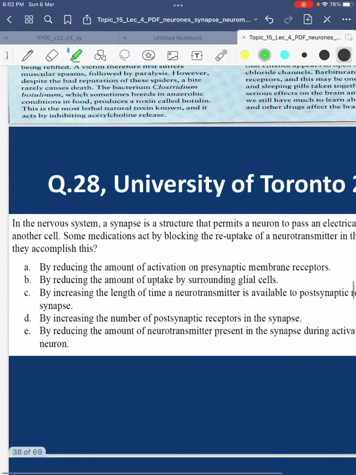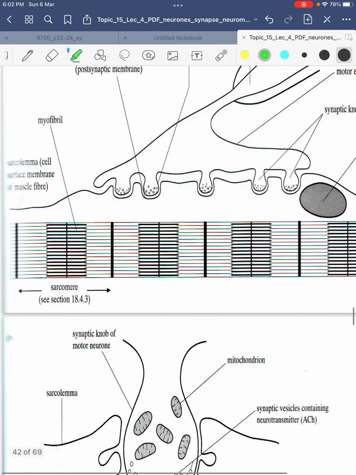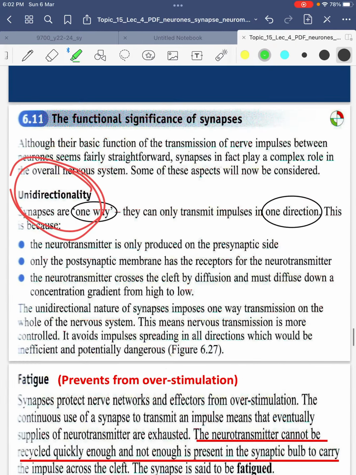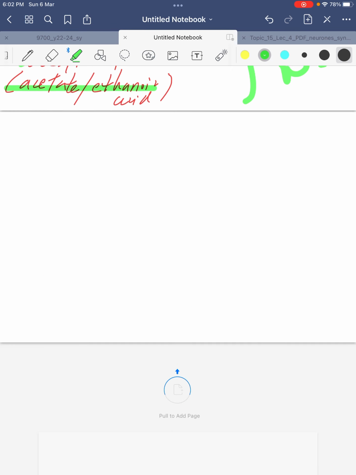Okay, and that's one purpose of synapses between neurons. The other one is fatigue. Now, how do we explain this fatigue? Let me show you. Or rather, to prevent overstimulation.